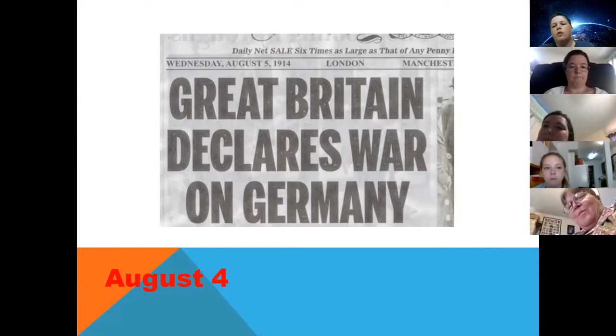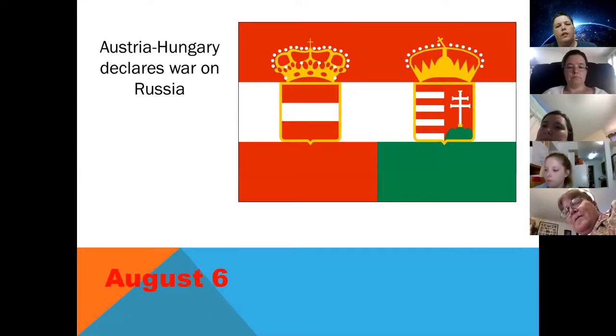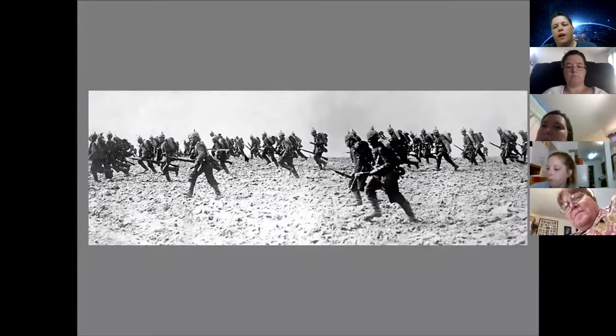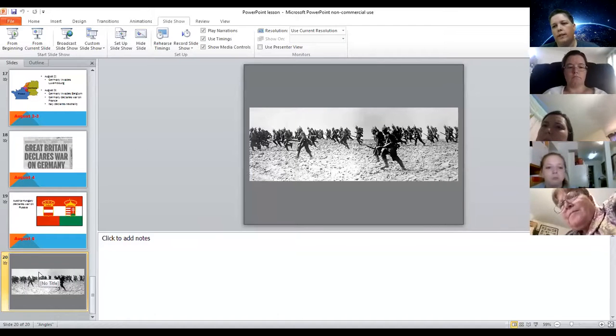August 3rd, Germany declared war on France. August 4th, Great Britain declared war on Germany. So all the alliances are falling into place, right? They're all doing what they said they're going to. Yep. August 6th, Austria-Hungary declares war on Russia. This is Austria-Hungary's flag before they got broken up after this war. And that is how World War I got started. What year was this? 1914.